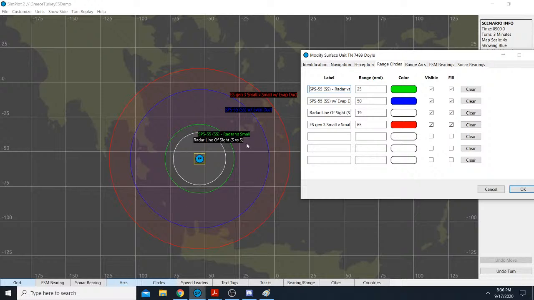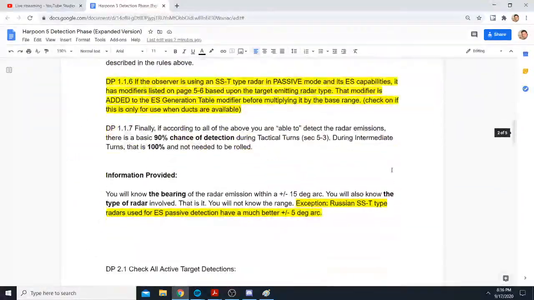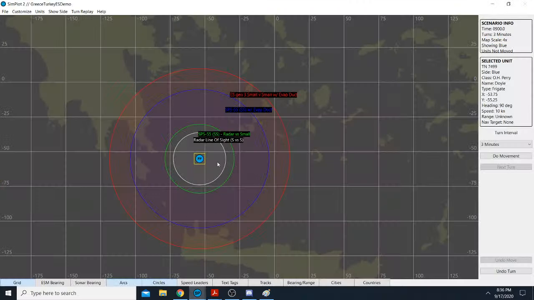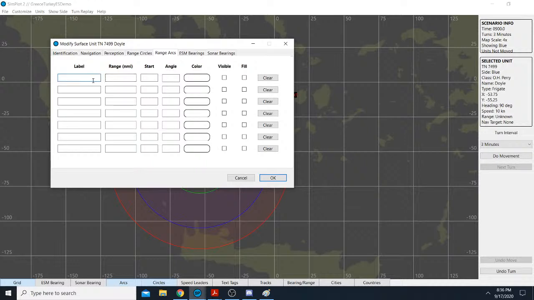25. Okay, so if there was a Russian frigate or pocket cruiser right here, ES, let's go back to the document, right? So for ES, you get the bearing and the type, and you would get a plus or minus 15 degree arc to that. So what I would normally do is I would do this, and I would do this, and I would say ES detection or whatever, right? And I would say, let's just say it was roughly 60 miles out, and I would start it at, what am I heading on this guy?